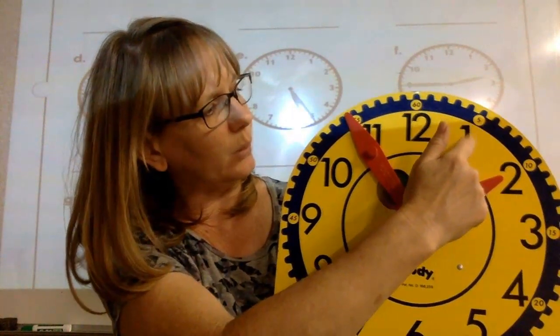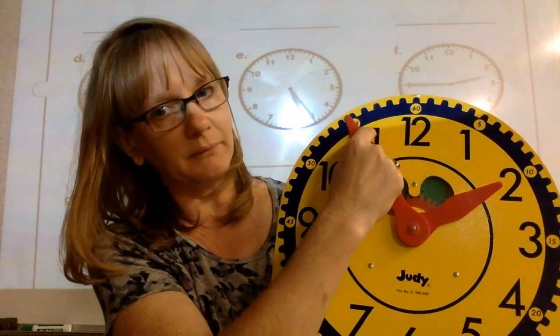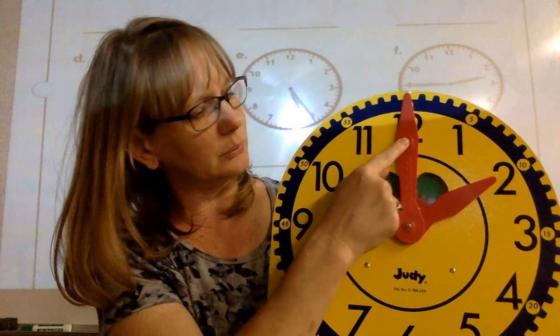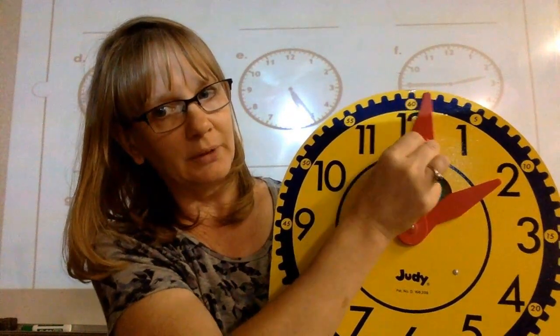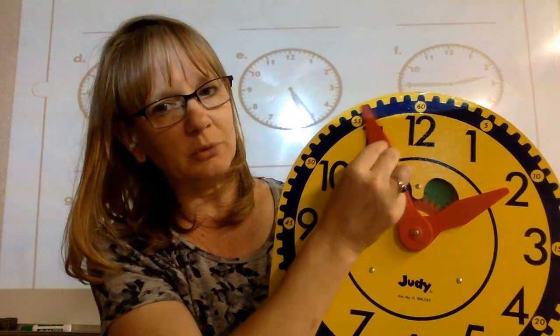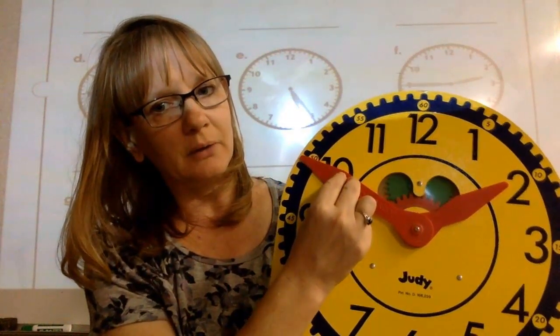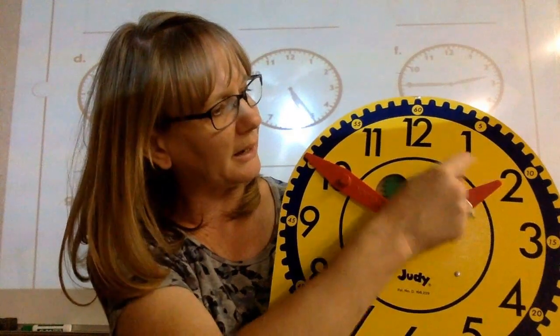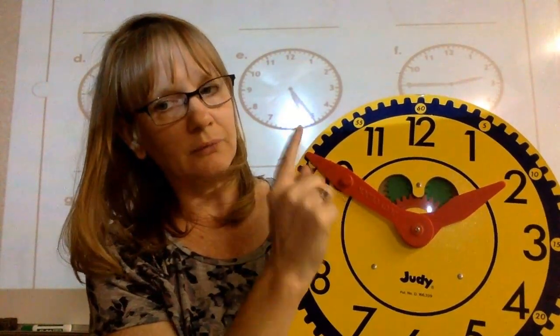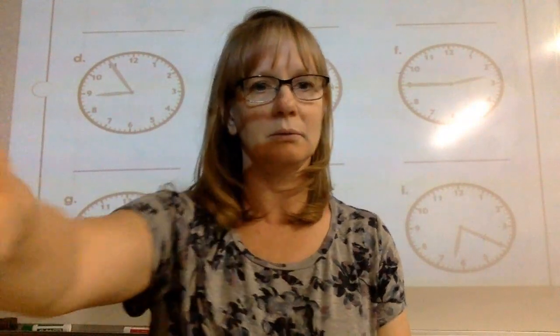So this is only 1:55. Now it's 2 o'clock. Now it's 2:05. But if it's in the danger zone between the 9 and the 12, go to the number back. It's 1:50. You have to remember that when you're telling time. We're going to do some on the board like that, and I want to make sure you've got it.